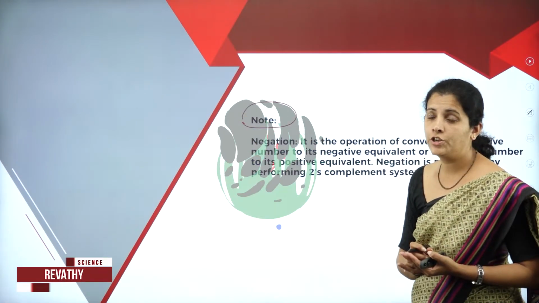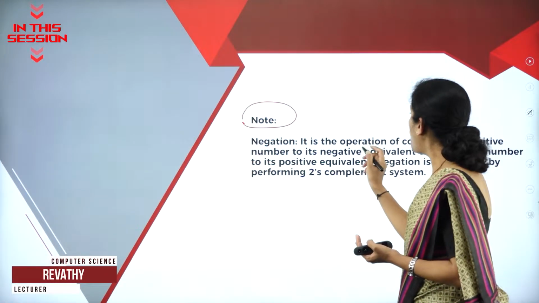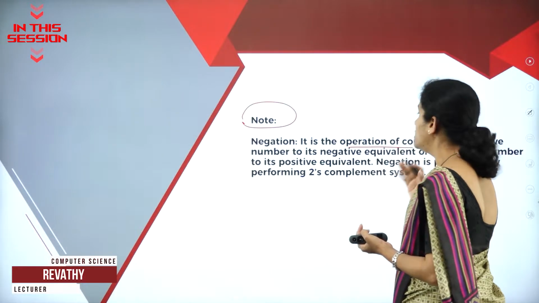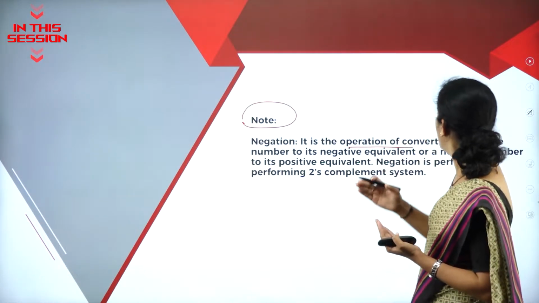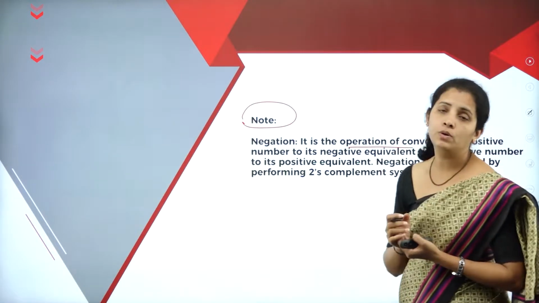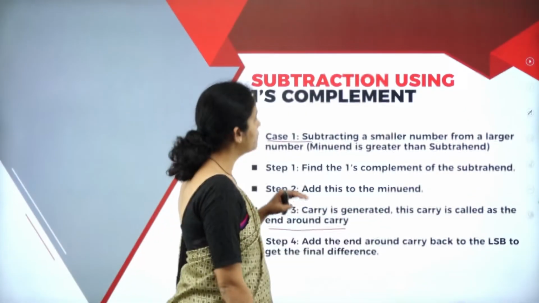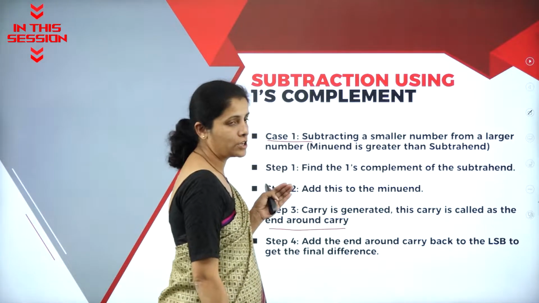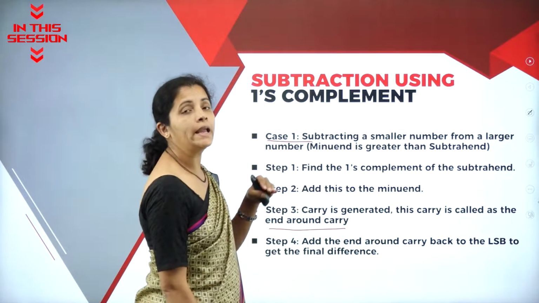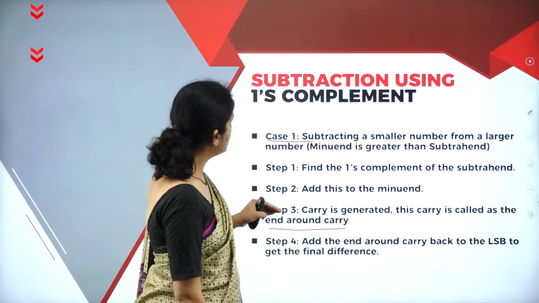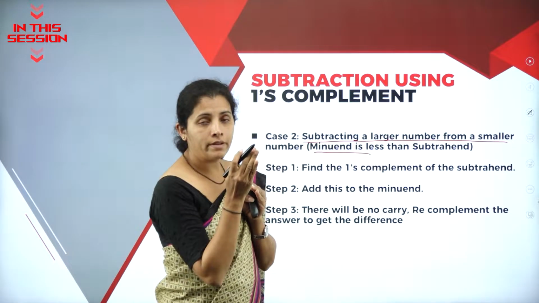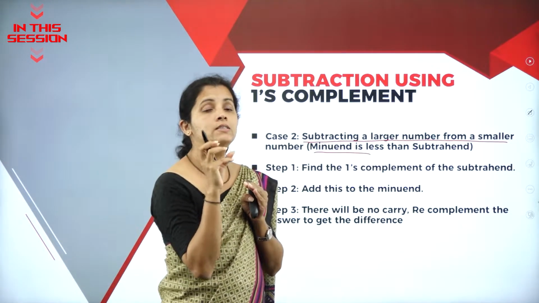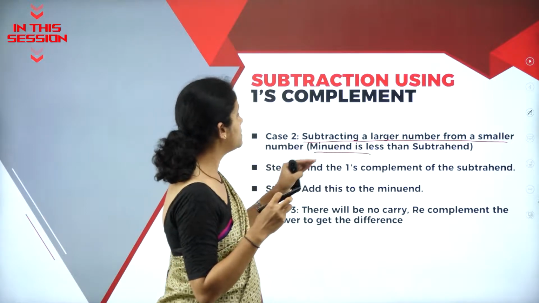What is negation? It is the operation of converting a positive number to a negative number and a negative number to a positive number. After performing subtraction, if we get any carry, then it is considered as end around carry. Whatever the minuend I am having, the minuend value is lesser than the subtrahend.